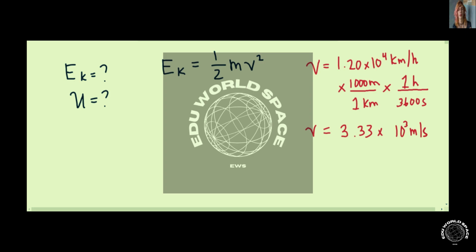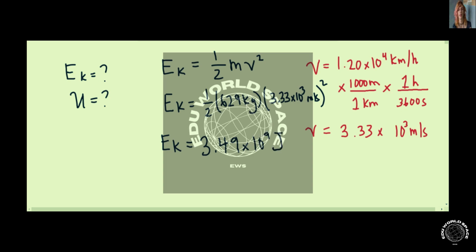So now that I have my speed in meters per second, I can go ahead and plug everything in for my kinetic energy. The mass of the spacecraft was given as 629 kilograms. And we'll plug in that speed we just found. And so the final answer here, once you multiply that out, we get quite a large number. It's 3.49 times 10 to the 9 joules. Or you can also choose to write that as 3.49 gigajoules if you would like. So this is our final answer to part number 1.